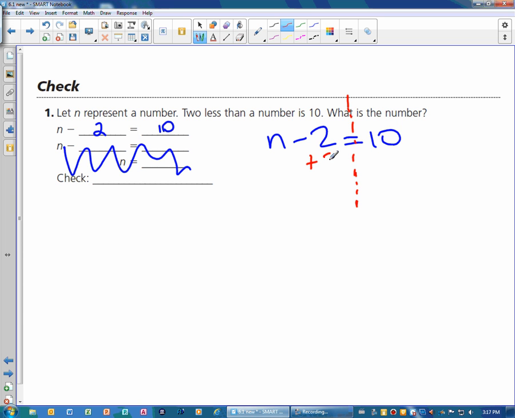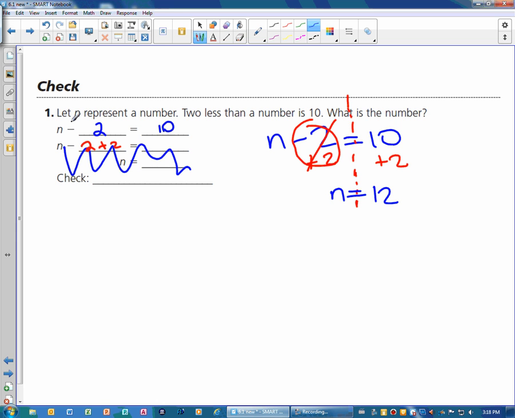We add 2. I don't like doing it beside it. They wanted me to write 2 and then plus 2. That seems kind of complicated. I like to do it underneath because it's a little more clear. Whatever you do to one side, we add to the other. So here I have a minus 2 and a plus 2, which makes it go away, leaving me just n on the left side. On the right side, I have 10 plus 2 is 12.